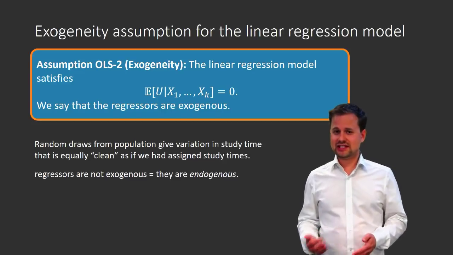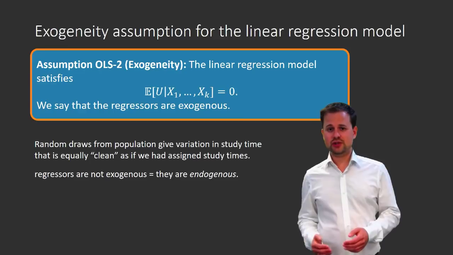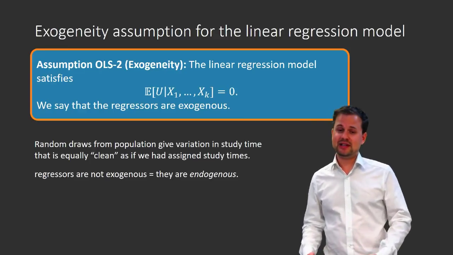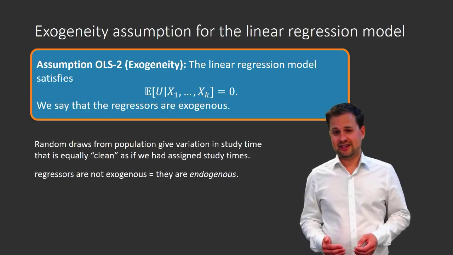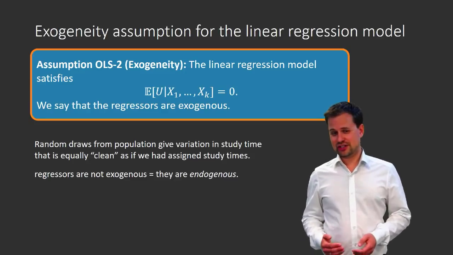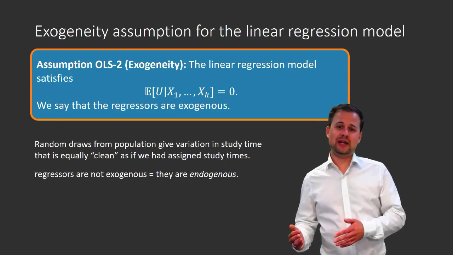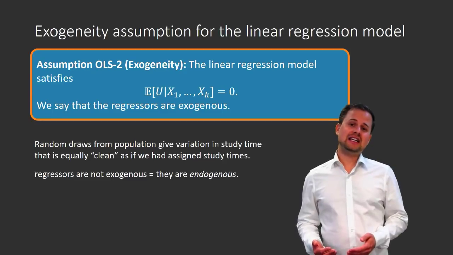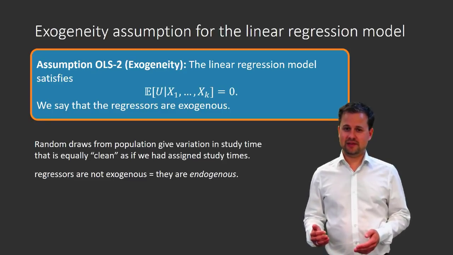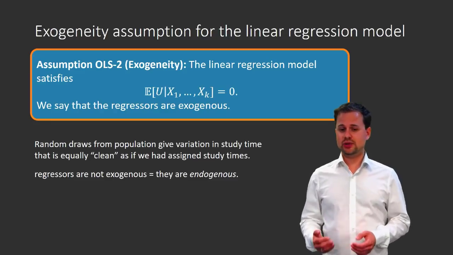And obviously this can be a problem, since students might know about their u. For example, they might know that they are very high ability and will do great on the exam regardless of how much they study. So students take into account the u when they choose their study time, and this can endogenously give rise to a systematic relationship between u and the regressors.